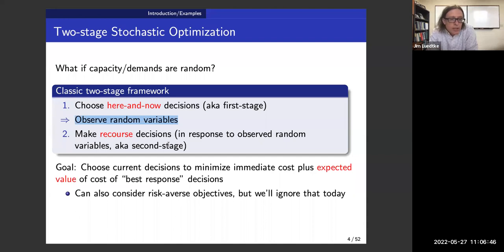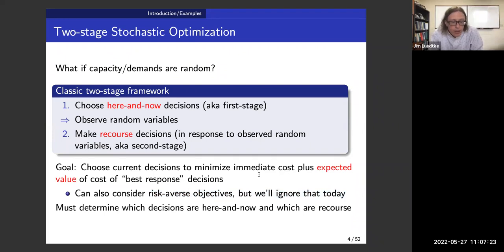And so your goal in this setting is to choose your current decisions so that you minimize the total immediate costs plus, let's say, the expected value of the best response decisions after observing the random stuff here. I have to say expected value because we have all this distribution of possible things that can happen on the random variables, and you have to summarize that in some summary statistic. Commonly, expected value is used there, but certainly you could think of other risk-averse objectives. But for today, I'm just going to focus on the average case here.